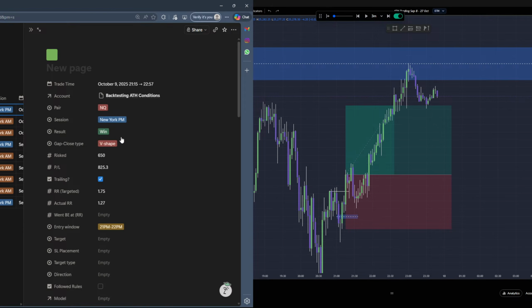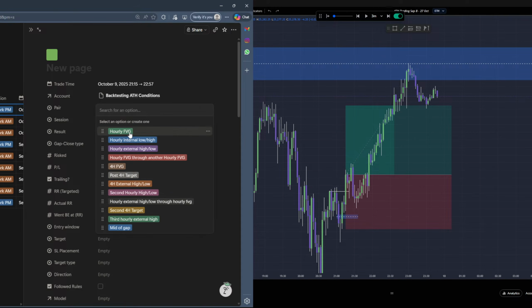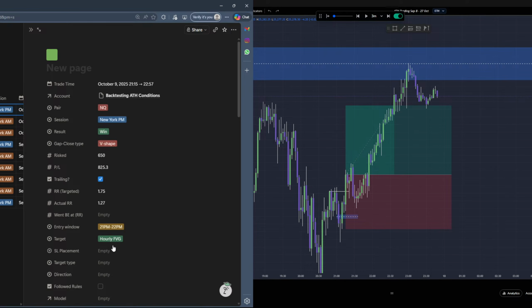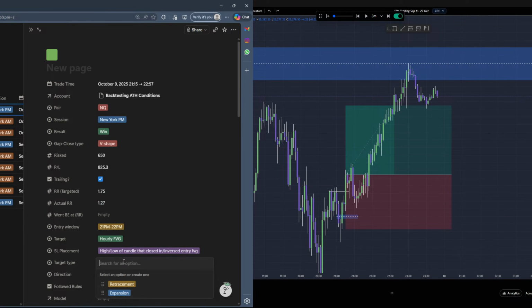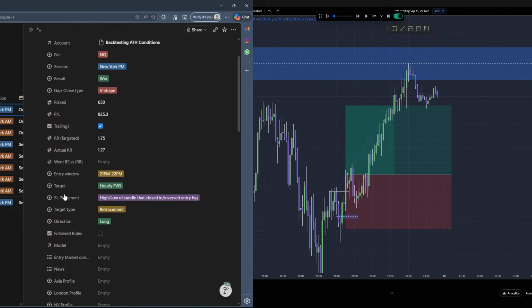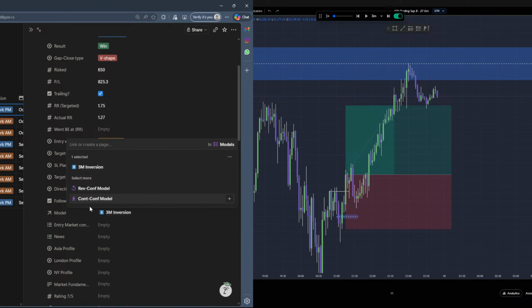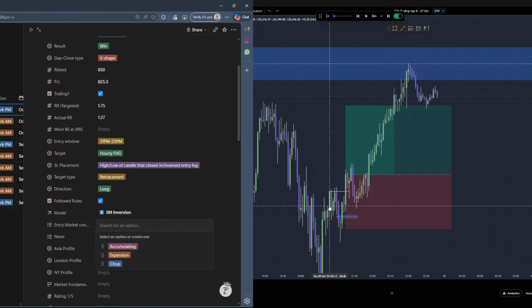True window was at 9. Target was the hourly gap. Oh, yeah. Just a low candle that closed in inverse entry gap. Target type was a retracement along old bulls inversion. Accumulated here a bit before the manipulation lower, then distribution. News, so we had an orange folder.